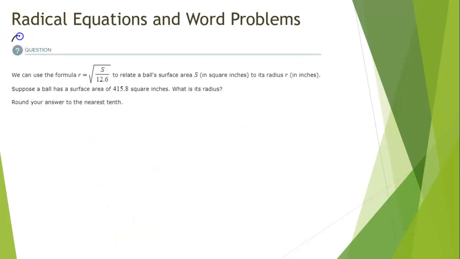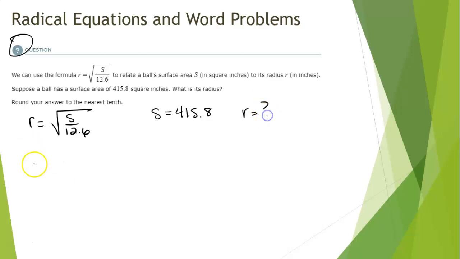You pause the video and try this one on your own. You should have started by writing down your formula, and then look for what they gave you. They give you the surface area. The surface area is 415.8. They want to know the radius. So you're replacing S with 415.8.